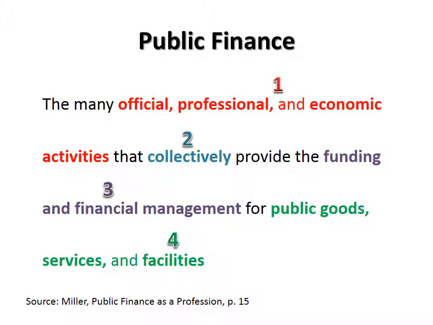Miller provides a fairly comprehensive definition of public finance as having four elements. So according to him, public finance refers to the many official, professional, and economic activities that collectively provide the funding and financial management for public goods, services, and facilities. So, public finance is about the collective official, professional, and economic activities that are associated with the funding and financial management of resources needed for the delivery of public goods, services, and facilities.